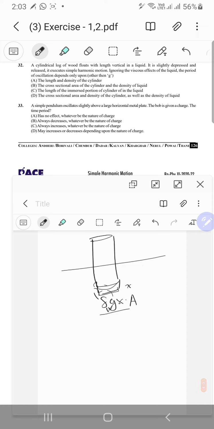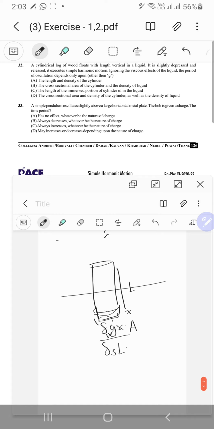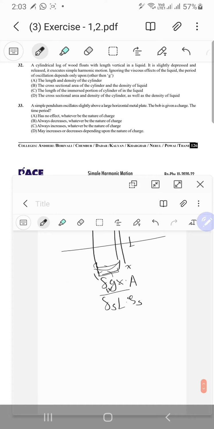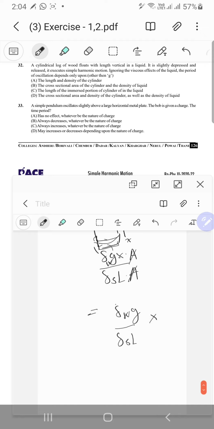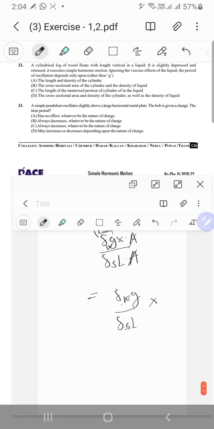The mass is density of solid times the length of the solid, which is a constant, times the density of the solid, which, wait, we already did, times the area, so this cancels. So we just get density of water g upon density of solid L times x. So it depends on the density of the liquid, of the solid, its length and gravitational acceleration.